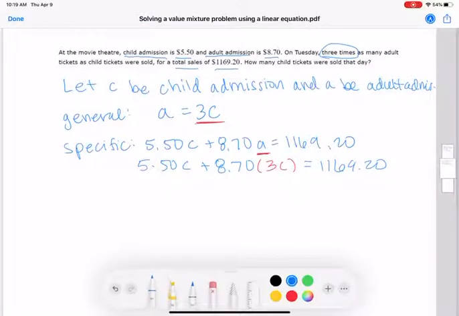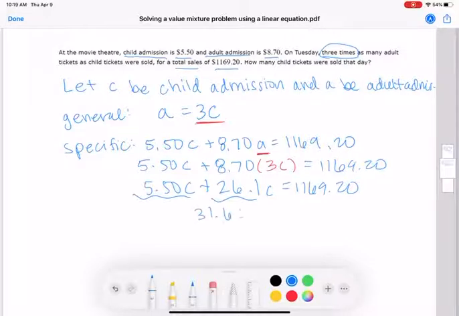And we'll just go ahead and simplify. 8.70 times 3, I get 26.1 C. Combine like terms, so the 5.50 and the 26.1 C's, I get 31.6 C's. Let's go ahead and divide. And I get C equals, and if I divide those out, I get 37.